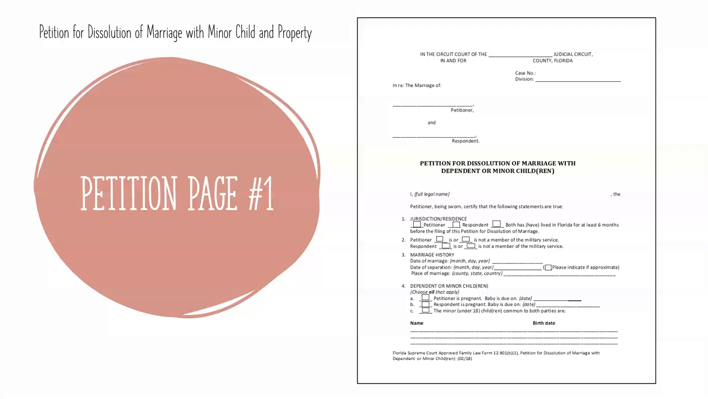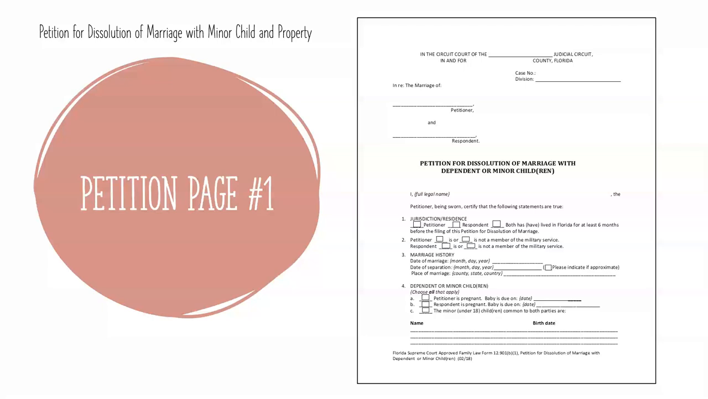This section pertains to the military status of the respondent. Check the box indicating that the respondent is not a member of the military service. If the respondent is in the military, you must obtain documentation of their military status. The military must be notified of the pending divorce by providing a copy of the marriage certificate and a copy of the final judgment once the divorce is completed.